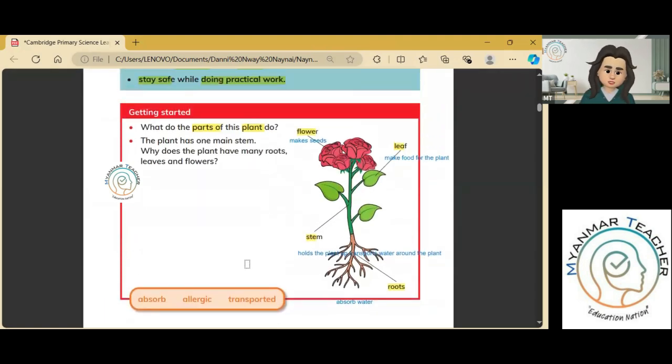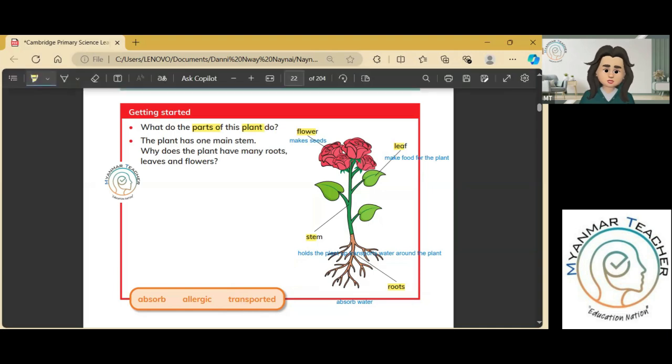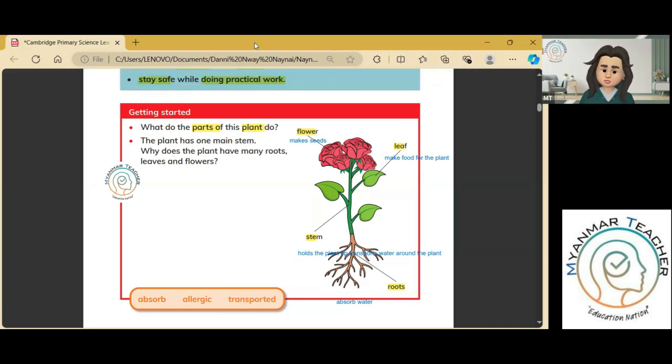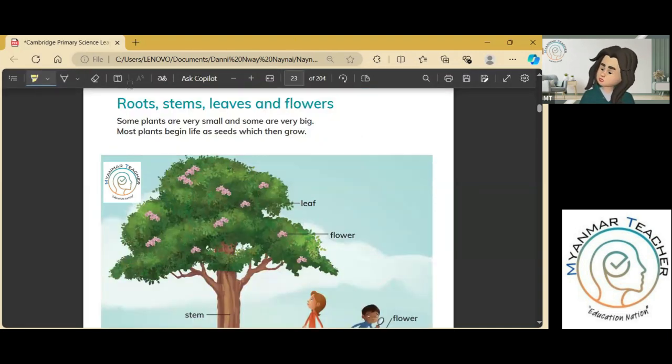And I'm just going to talk about a bit of this. This plant only needs one stem to hold many leaves, which are needed to make lots of food for the plant. The plant makes lots of flowers, so there will be many seeds. The plant needs lots of roots to hold it down and find water in the soil. Now we'll be learning about roots, stems, leaves, and flowers. Some plants are very small and some are very big. Most plants begin life as seeds and then they grow.